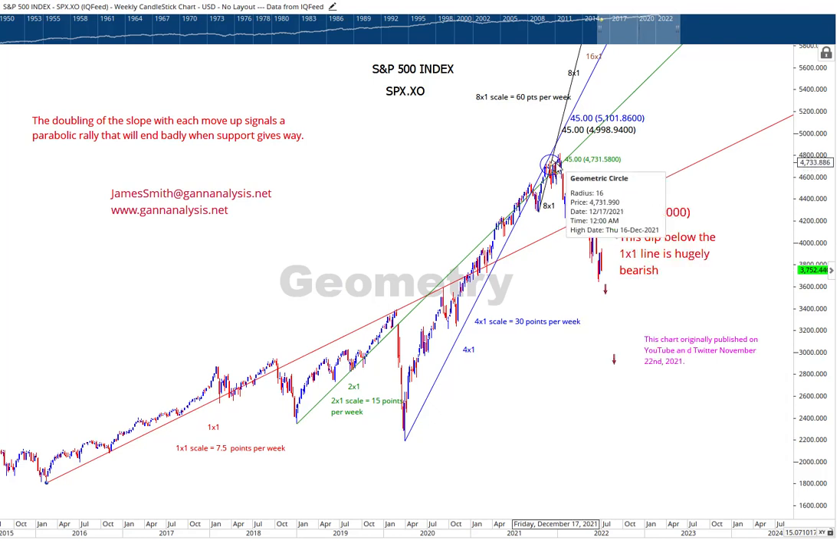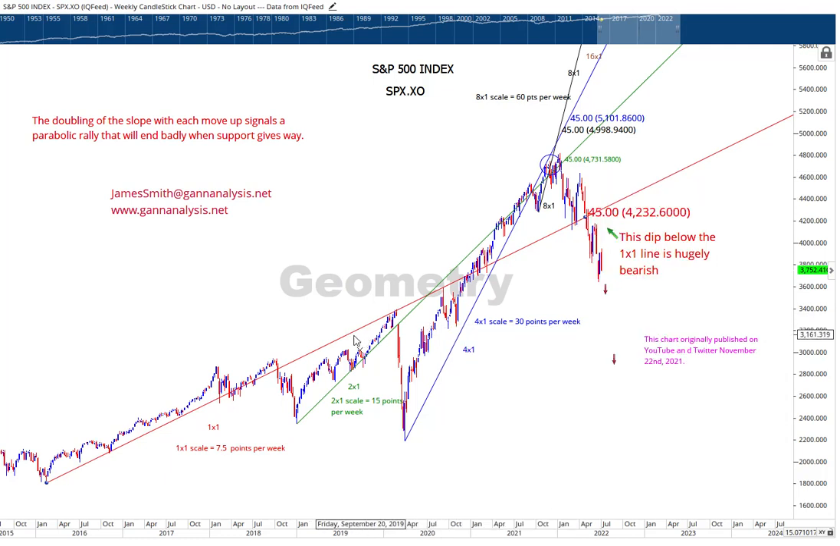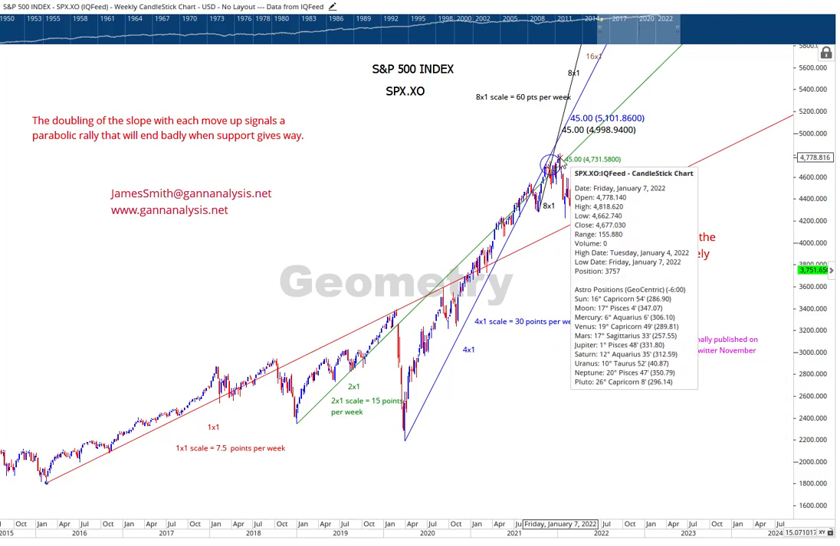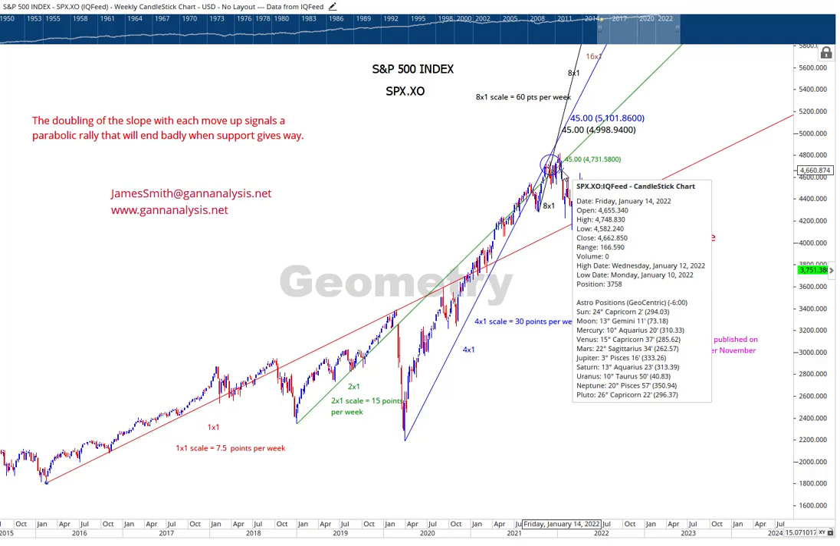Now, maybe you probably had your doubts up here because it did rally a little bit, but we had pretty solid confidence in this chart because this is a parabolic move up. You rally on a 1 by 1, then you double the slope, then you double it again, then you double it again. It's basically setting up a waterfall decline. We knew 2022 was going to be a major correction.